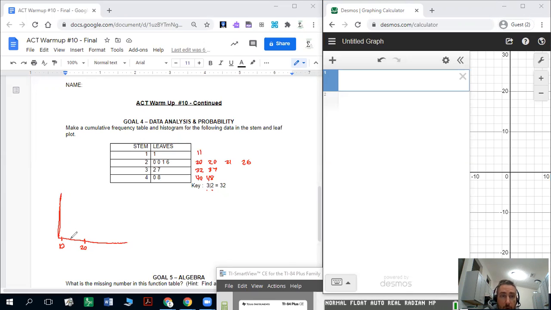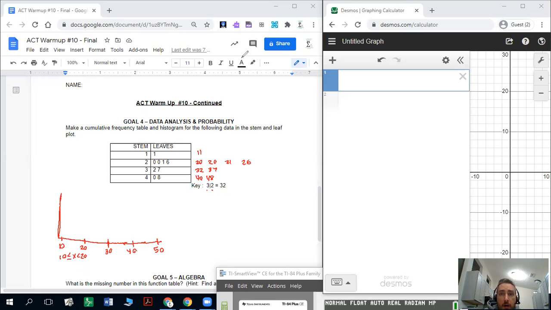So 10, 11, 12. So anything that's greater than or equal to 10 and less than 20 is in there. And then I do all the numbers between 20 and 30. So 20, 20, 21, 26. And then all the numbers between 30 and 40. And I just keep that consistent. I count to 50. And then I'm going to make basically 4 bars.